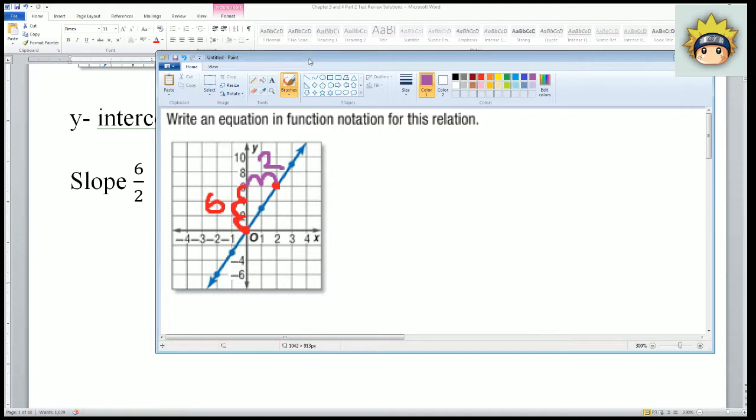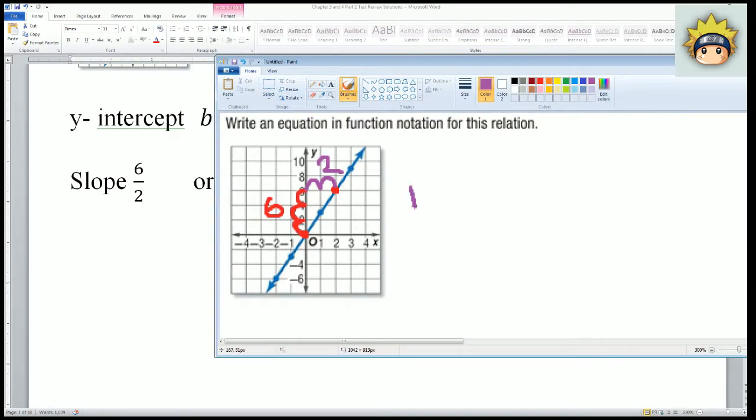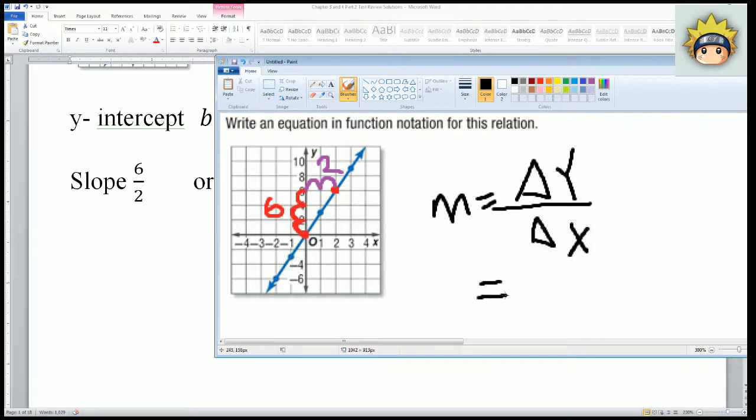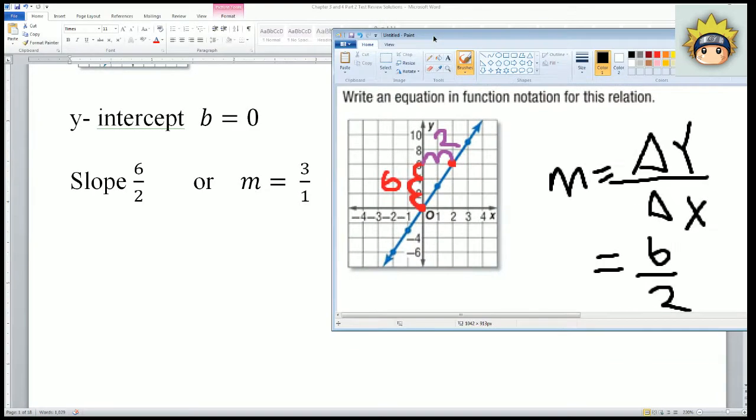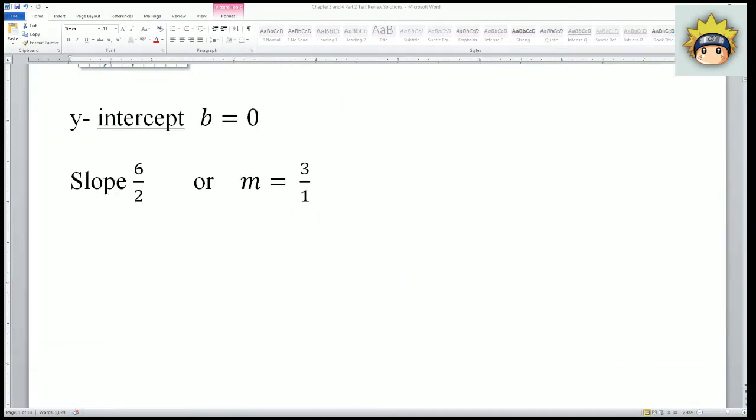Do you see how my slope is equal to the change of y over the change of x? What is my change of y? 6. What is my change of x? 2. Do you see that? That's how I got that. Slope is 6 over 2, simplified into 3 over 1. Straightforward.